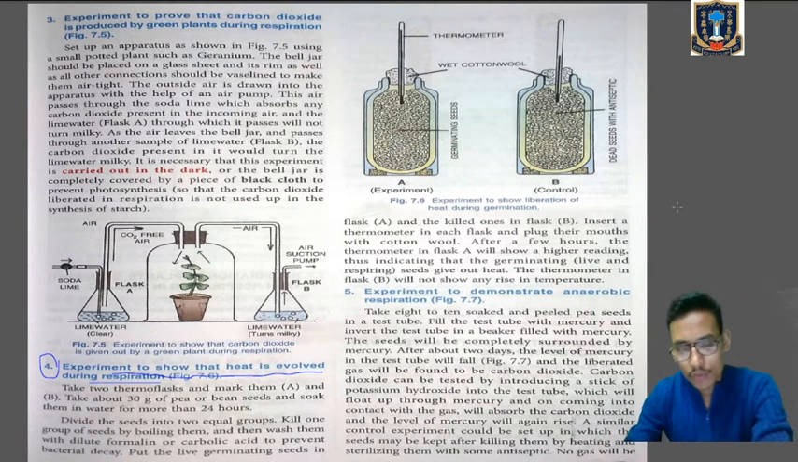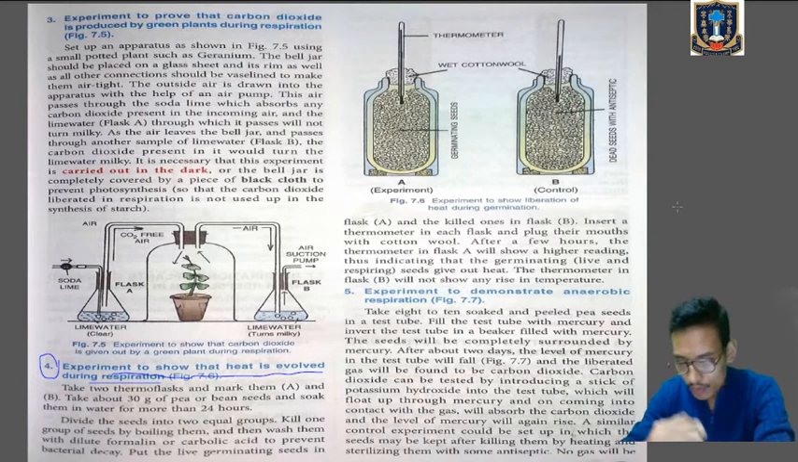So our first aim of this experiment is to prove that heat is evolved during the process of respiration. What are the requirements? We require two thermoflasks. We require 30 gram of pea seeds or bean seeds, which we have to soak in water for more than 24 hours. Then we require an antiseptic like carbolic acid in order to prevent the decay or the growth of bacteria on the dead seeds. So let's go with the procedure.